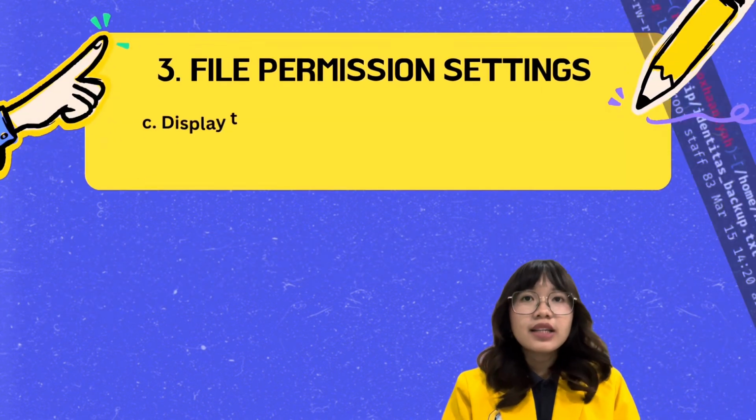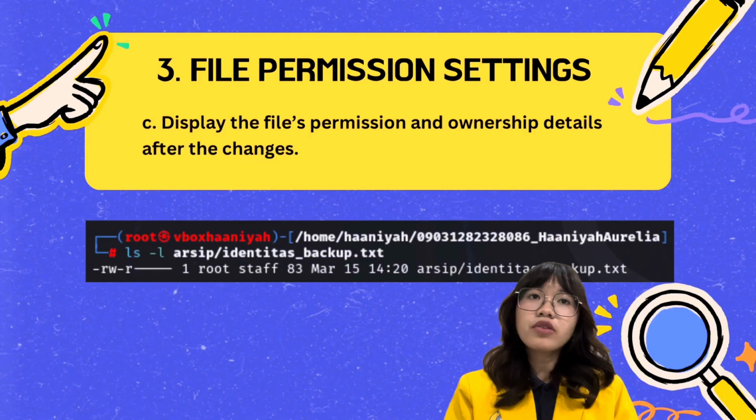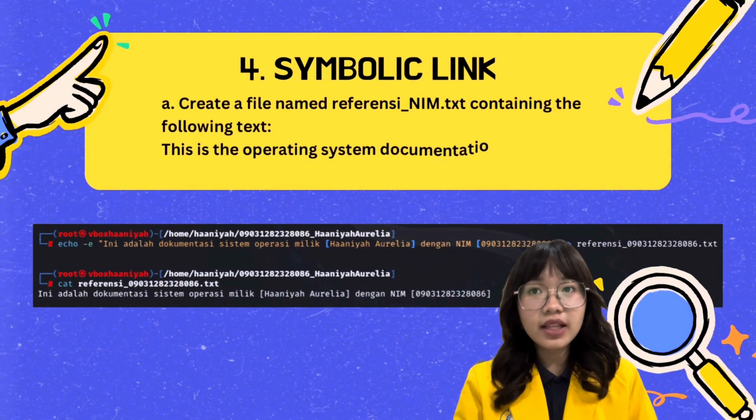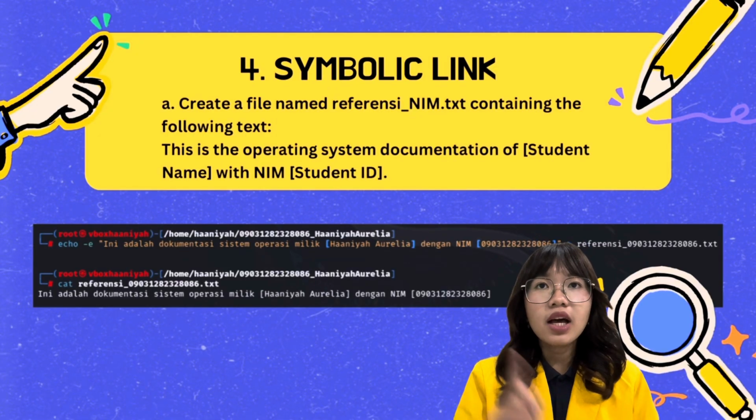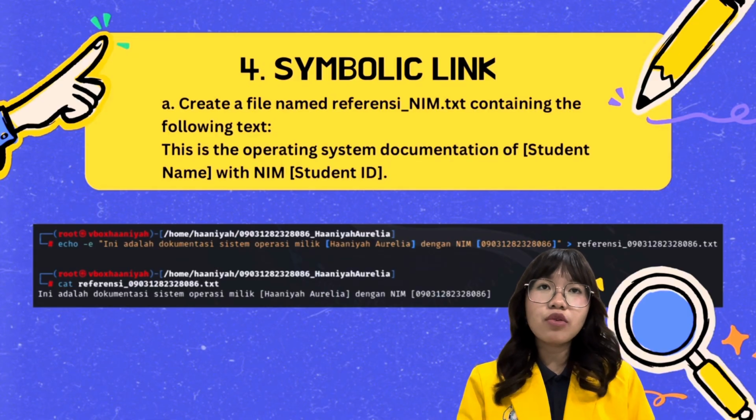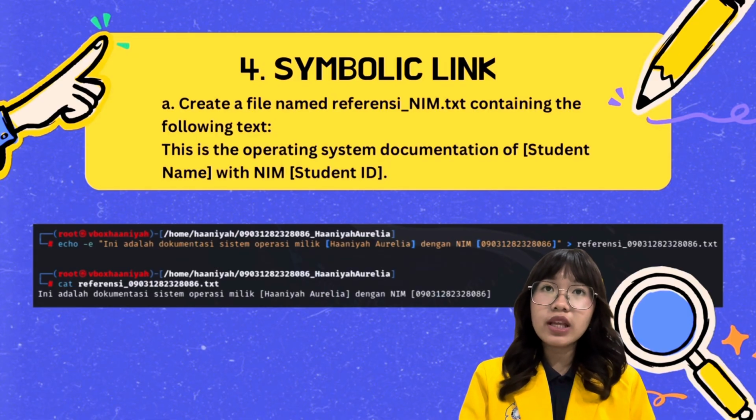And C. Display the file's permission and ownership details after the change. Okay, now fourth, symbolic link. A. Create a file named referensi_name.txt containing the following text: This is the operating system document of student name with student ID.